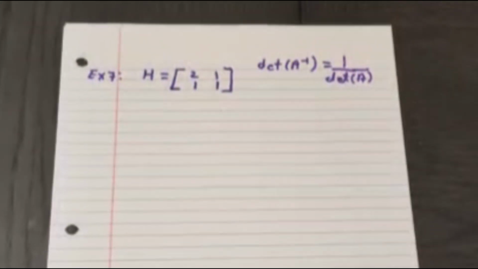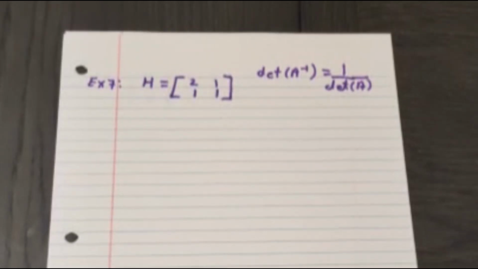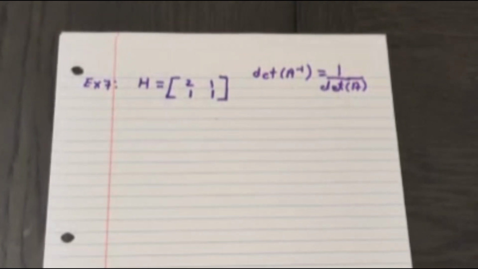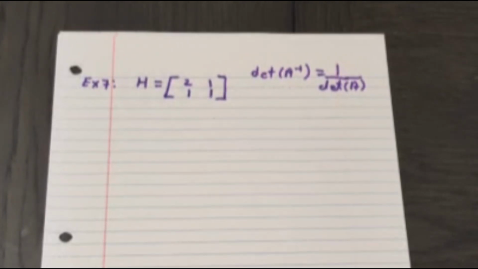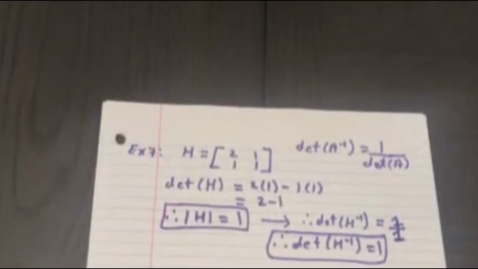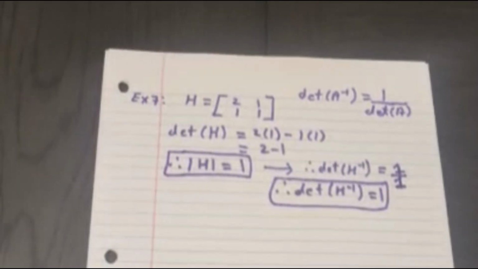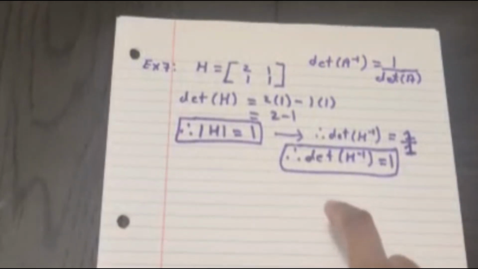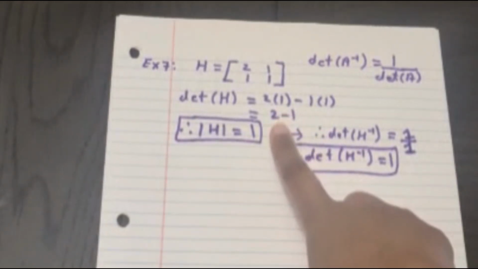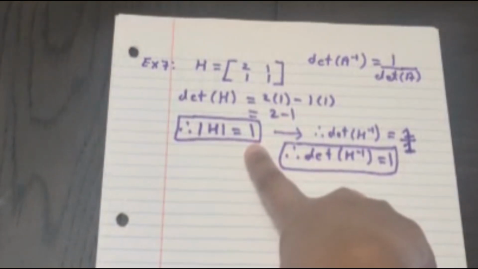So in this next example, we want to prove that the determinant of A inverse is equal to 1 over the determinant of A. So in this example here, we're given matrix H, and it's a 2 by 2 matrix, as we can see, because we have 2 rows and 2 columns. So let's prove that the determinant of H inverse is equal to 1 over the determinant of H. So first step would be to find the determinant of H. Let's do that. So as you can see here, I found the determinant of matrix H, where we did our 2 by 2 matrix way, and so we got that the determinant of H is equal to 1.